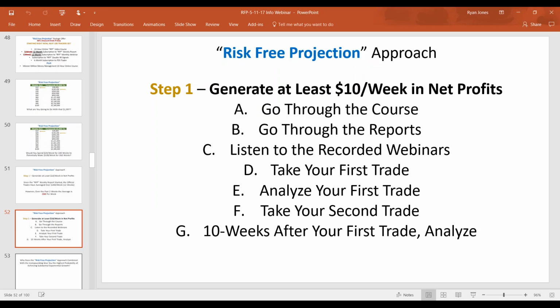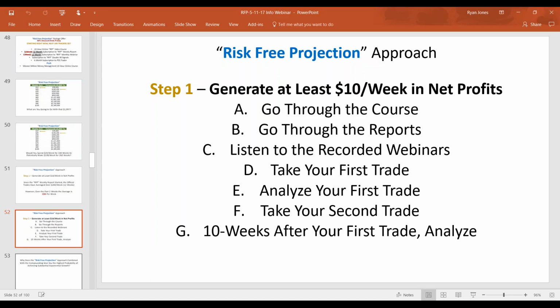of. All right, so step one, generate at least $10 a week in net profits. Well, there's several substeps to that. And the first thing you need to do is go through the course. So you get the course, you get this program, you go through the course, you go through the reports, and there's been maybe 20 reports since I started in February on February the 8th.